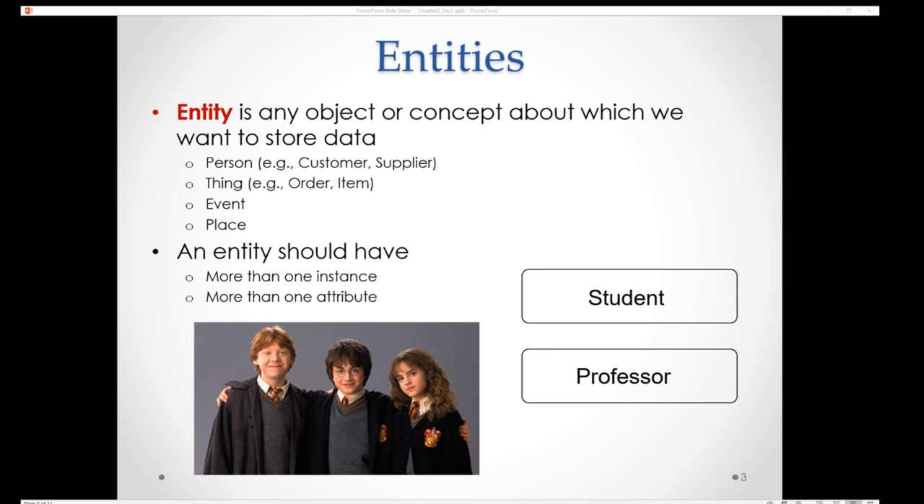An entity is a construct about which we want to store data. These are the nouns in the mini world. For example, a person, place, thing, or event. An entity should have more than one instance and more than one attribute. On the right, we can see the way to model an entity using a rectangle. Here we have two entities, student and professor.